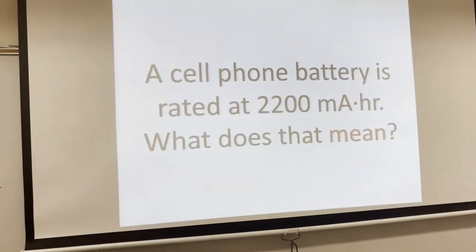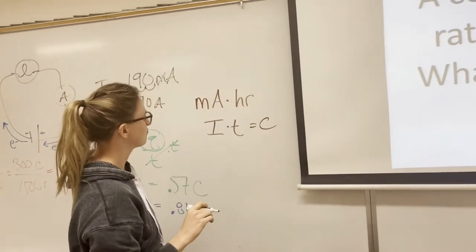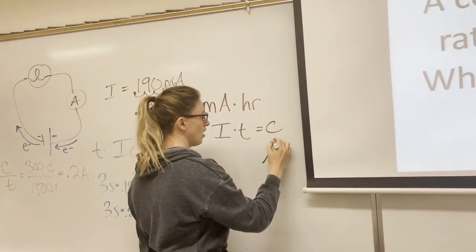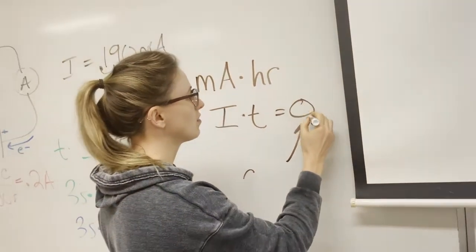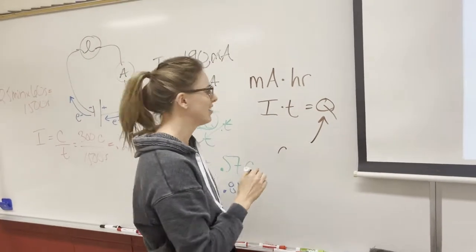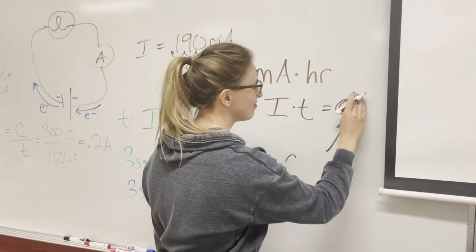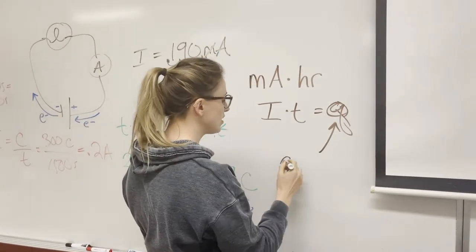A milliamp hour is a unit of charge. So what is the other unit of charge that we've been using? A coulomb. The unit should be a C, coulombs, not a Q. Okay, so what is this really telling us?